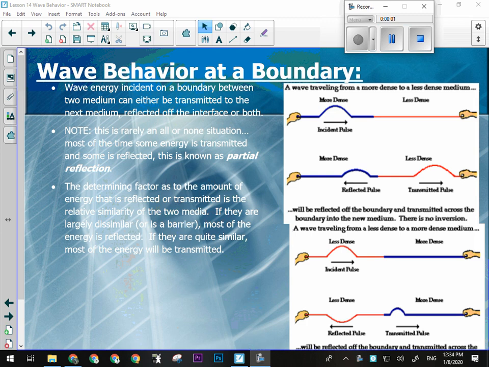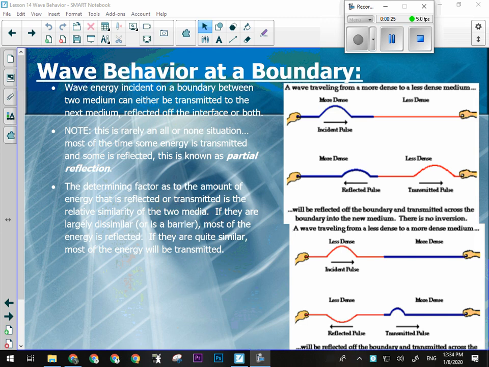So we were talking about what happens when a wave encounters a boundary between one medium and another medium. The medium in which a wave travels determines the speed of the wave. So if a wave goes from one medium to another, its speed will change. What else will change? Its wavelength. What won't change?